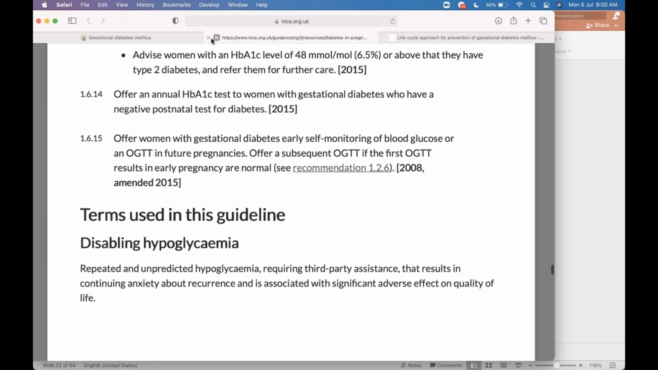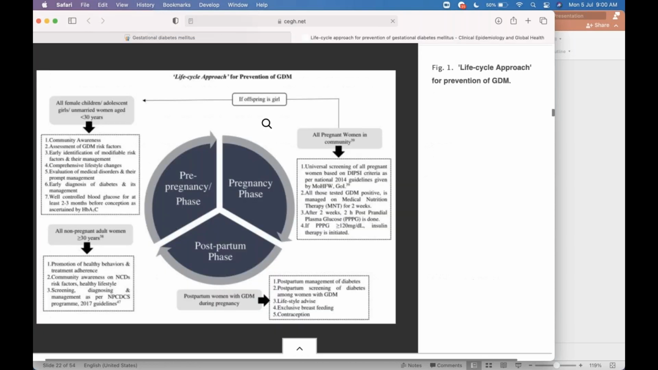I think we have covered the entire aspect, and this is the life approach of prevention of diabetes. I found this very good, so I just kept it.